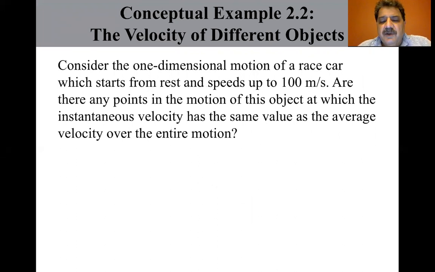Consider the one-dimensional motion of a race car which starts from rest and speeds up to 100 meters per second. Are there any points in the motion of this object at which the instantaneous velocity has the same value as the average velocity over the entire motion?